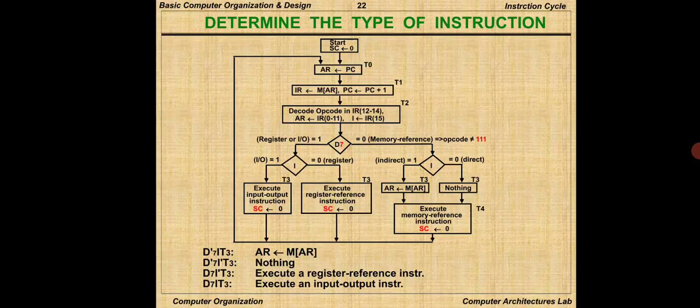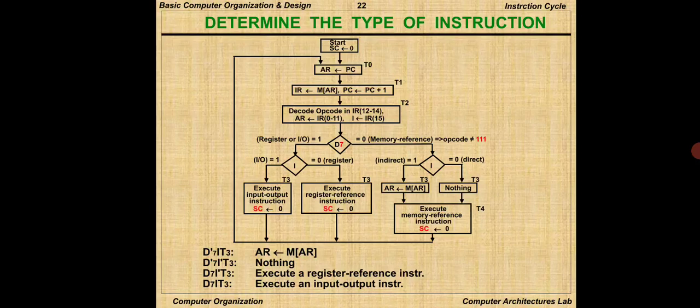So we will see whether the decoder has activated the D7 bit or not. If the D7 bit is not activated, then I am performing memory reference instructions. In this memory reference instruction, I will check the I value, whether it is 0 or 1. If it is 0, it is direct addressing. If it is 1, it is indirect addressing.